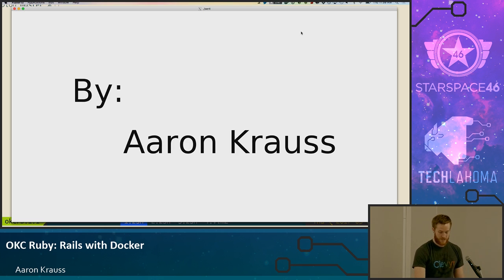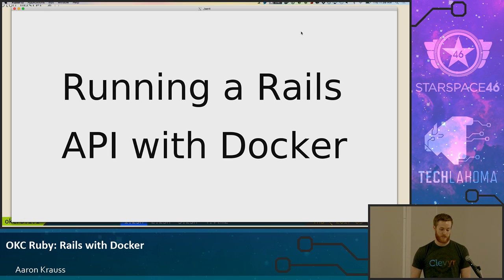So I'm Aaron Krauss, and we're going to be talking about running a Rails app with Docker. This one happens to be an API. I think I mistitled that because the name of the talk is running a Rails app, but it is an API as well. So this is a continuation of last month's talk, and if you weren't here, that's completely okay.